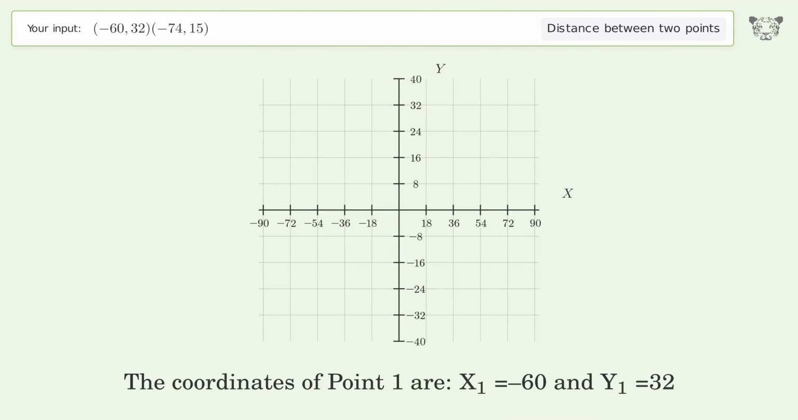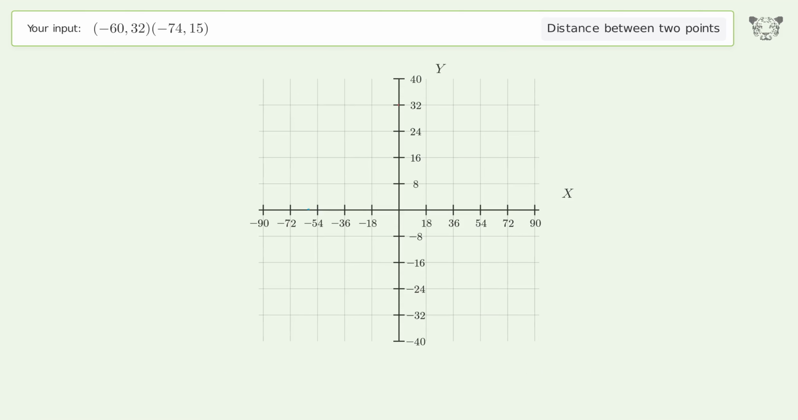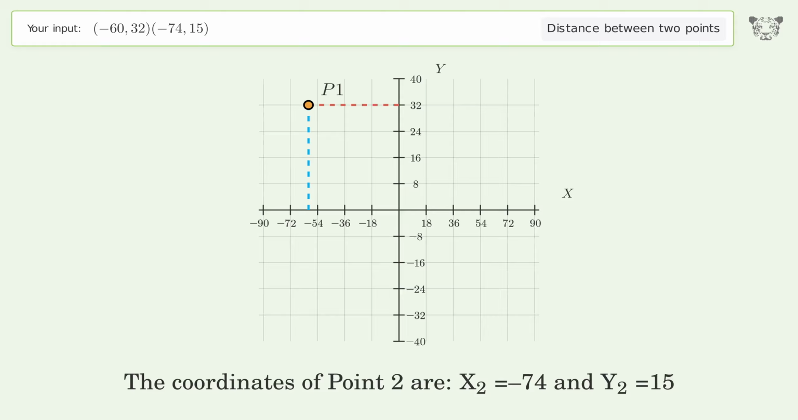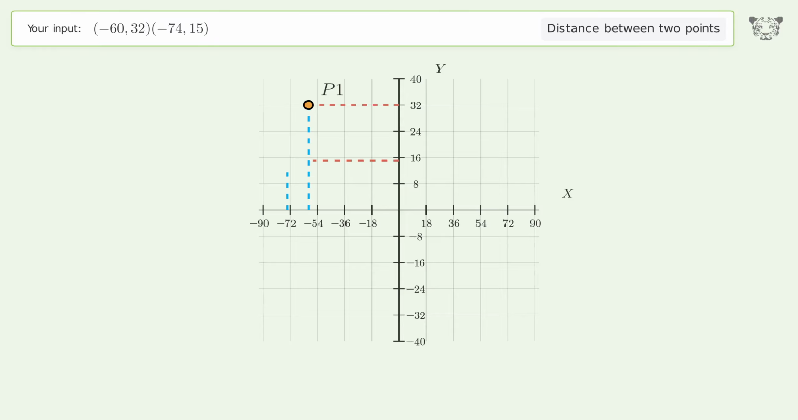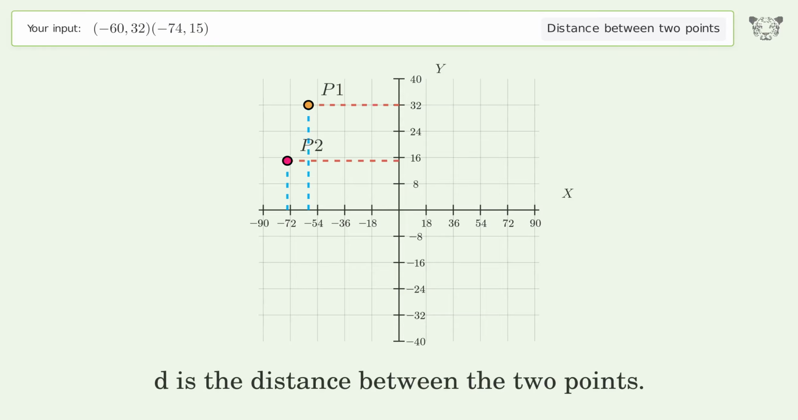The coordinates of point 1 are x1 equals -60 and y1 equals 32. The coordinates of point 2 are x2 equals -74 and y2 equals 15. D is the distance between the 2 points.